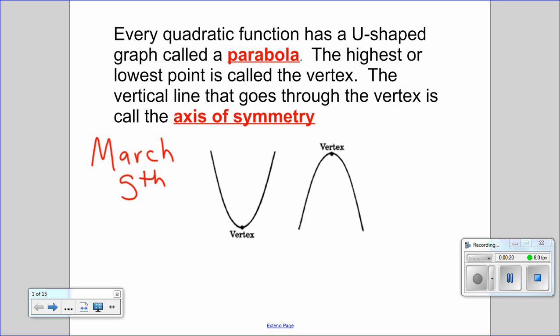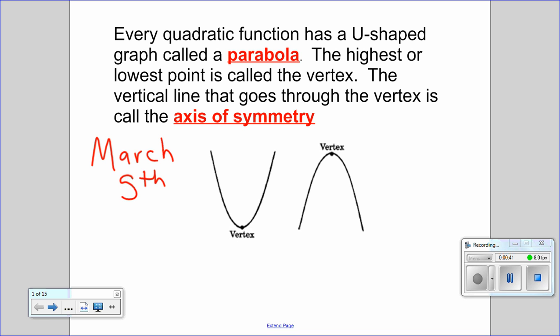Keep in mind that there is a non-calculator portion to the test, and this is a great part that will be on that test, graphing quadratic equations. So what we're going to be doing first is identifying some terms. Every quadratic function has a U-shaped graph called a parabola. The highest and lowest point is called the vertex.